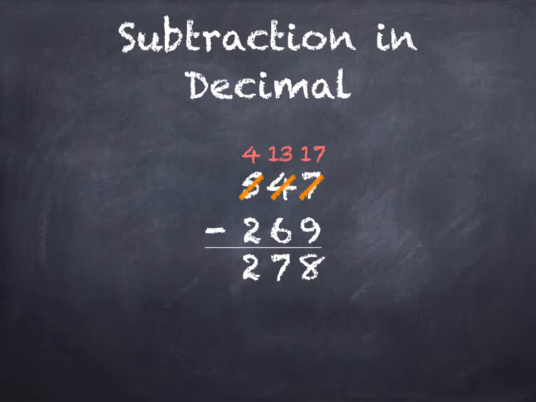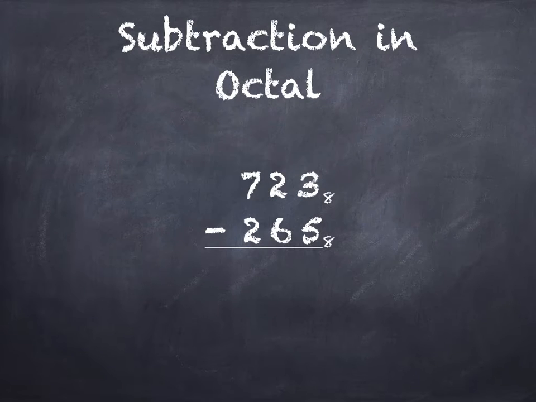Now, the next slide is an example in octal numbers. So we have 723 in base 8 minus 265 in base 8. So starting with 3 minus 5. Again, 3 needs to borrow from 2. So 2 becomes 1. Now, the one that 3 borrowed from 2 is equivalent to 8 because this is octal. So we need to add 8 to 3, getting 11. Then we subtract 5 from 11, giving us 6.